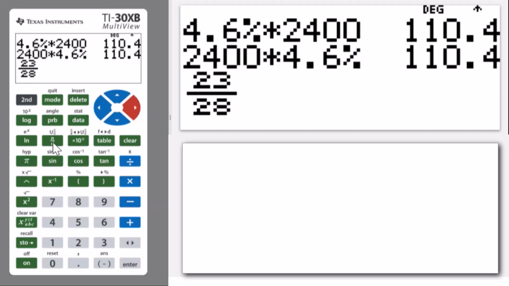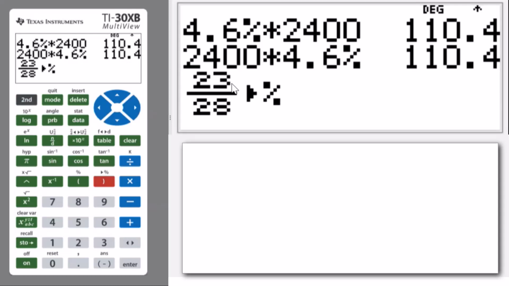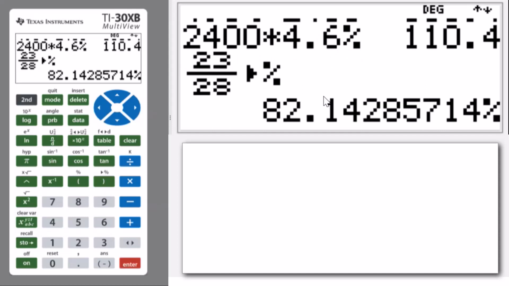And now I want to convert that to a percentage, and that's what that other button does. So if I go second and right arrow, what it's saying is I've got this fraction and this right arrow is going to convert it to a percentage. Now 23 is quite a large proportion of 28, so this should be a large percentage. And it is 82.14% to 2 decimal places.